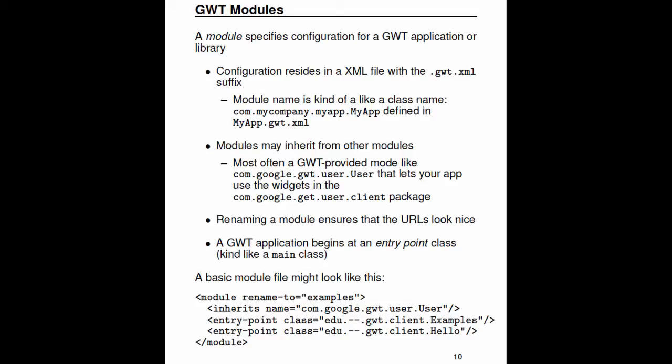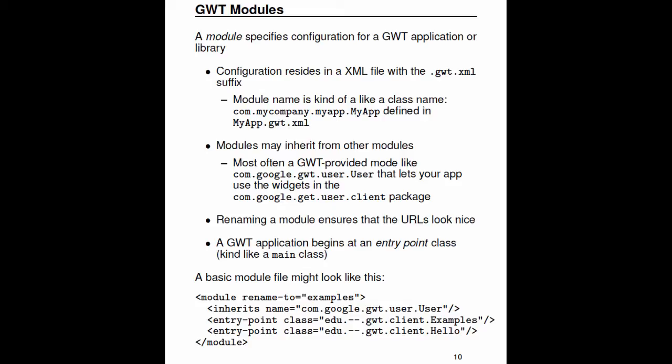Okay, so I mentioned this thing called a module in GWT. Well, that's basically the configuration for the application or the library that's written in GWT. The configuration resides in a file with the .gwt.xml extension, and the module gets its name from the name of that file, and it's kind of like a class name, right? You would see things like com.mycompany.myapp, which is defined in MyApp.gwt.xml. And modules may inherit from other modules. It's kind of like importing stuff from another module. And so what happens very often is that you have a GWT application that then inherits stuff from other libraries. So for instance, a library is just a GWT application.